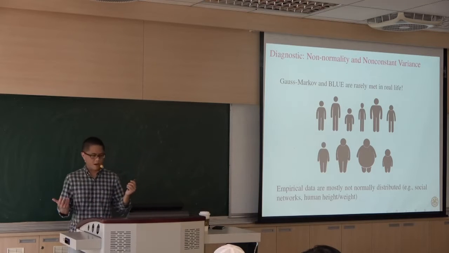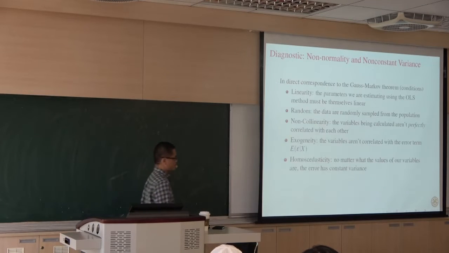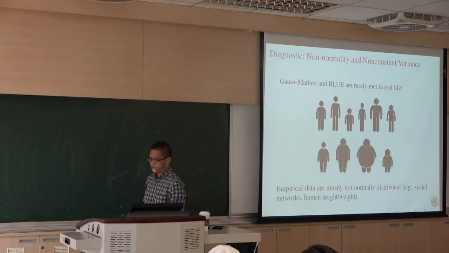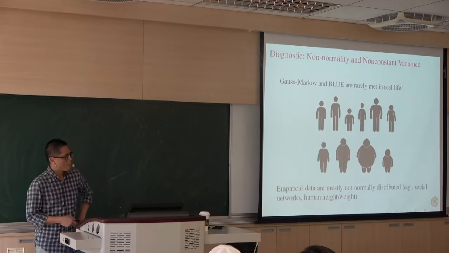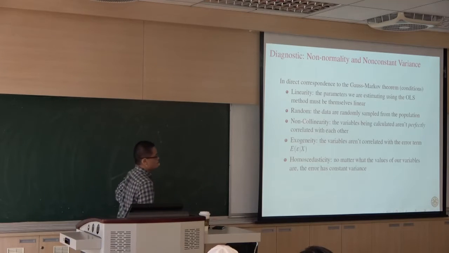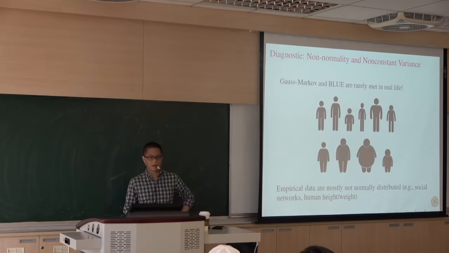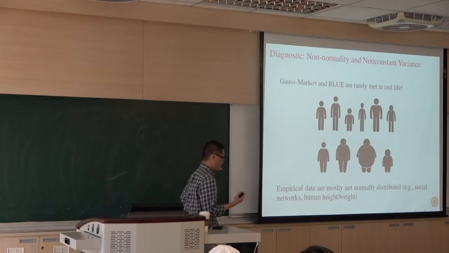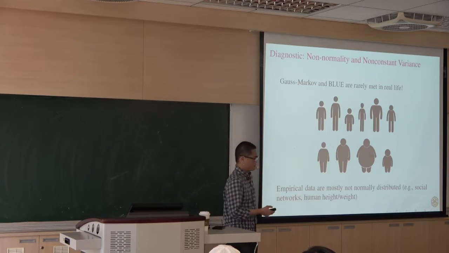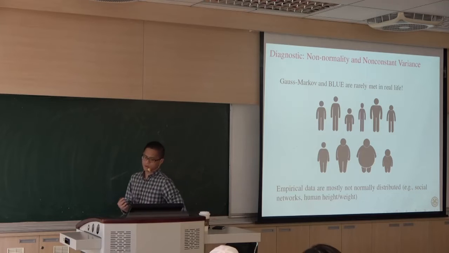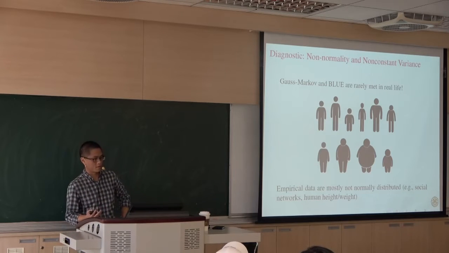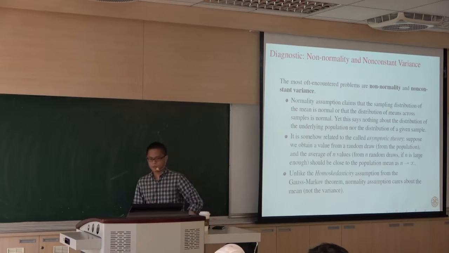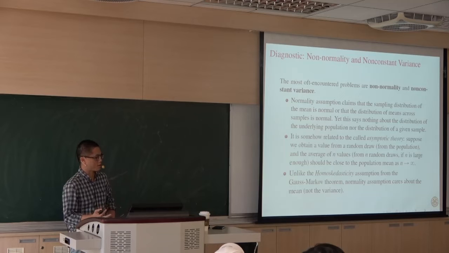Okay, now we talk about the ideal world, right? We talk about the situation in a perfect world. But of course, in reality, those conditions are most often violated. For example, let's talk about human height, right? Because we are often forced to deal with really messy data. So in empirical data, they are most often not normally distributed. So for today's lecture, we're going to talk about how to diagnose it and possibly fix it.